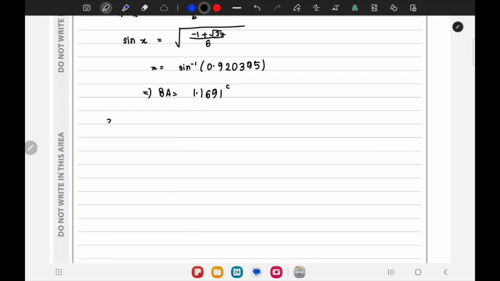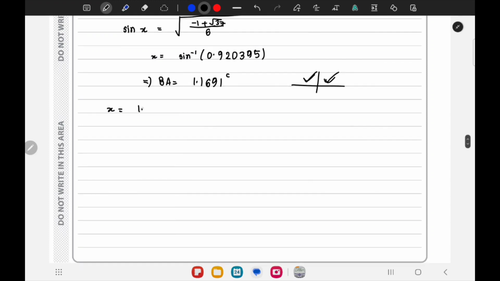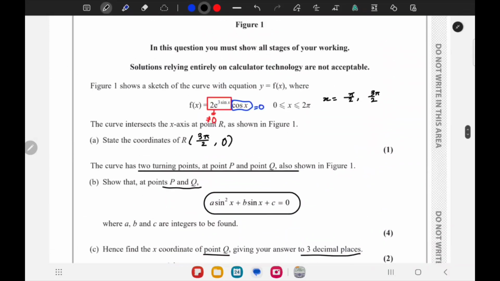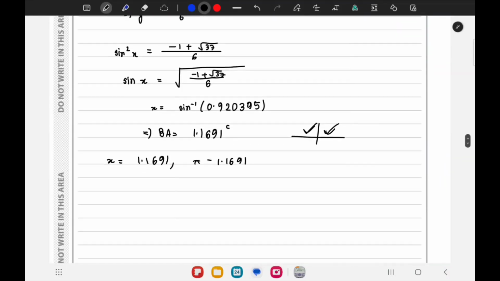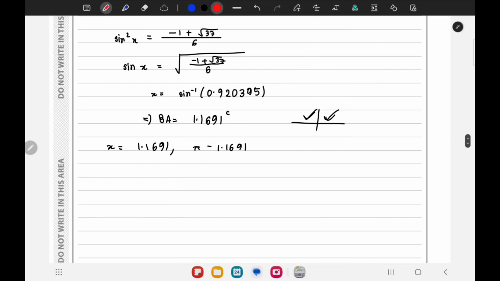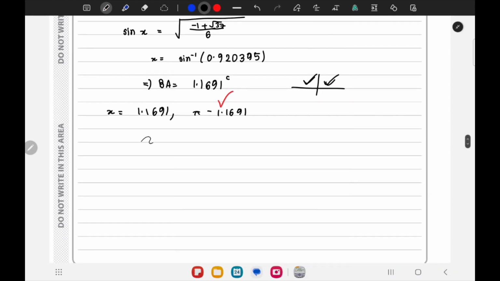Since this is a sine curve and this is positive, it will be in the first and second quadrant. So x will be 1.1691 and pi minus 1.1691. Since Q is the second root, this will be the value we want. So at Q, x equals pi minus 1.1691.